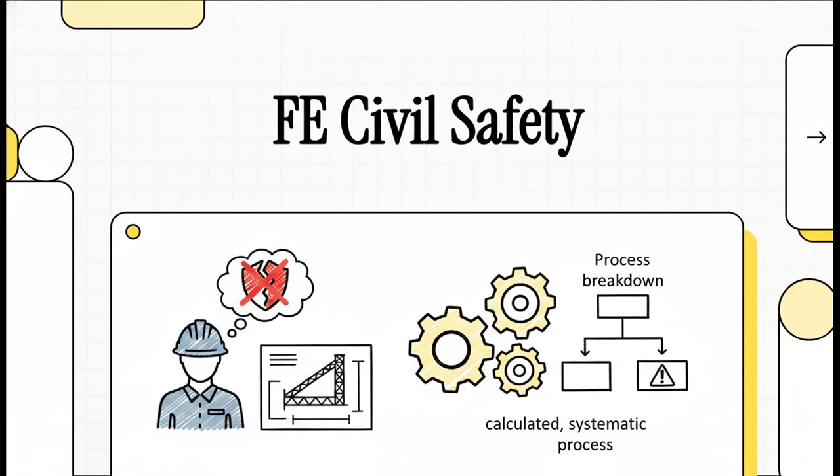And look, before we even touch a single formula, I really want to bust a massive myth right out of the gate. People think engineering safety means completely eliminating every possible danger. Well, in the real world, that is literally impossible. Instead, true engineering safety is a calculated, systematic process. So let's break down exactly what that process looks like.